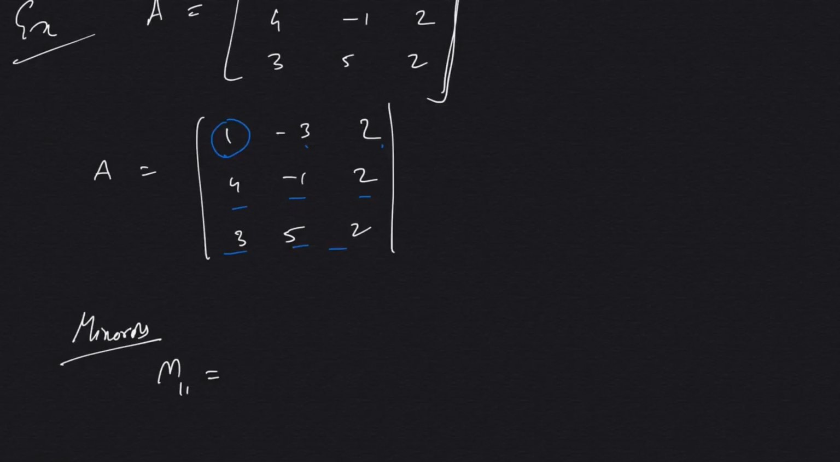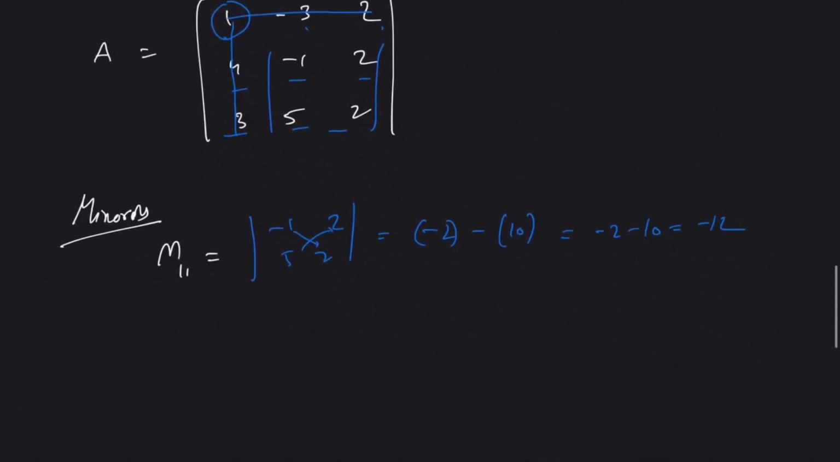That will be the determinant of the value obtained by deleting its particular row and column. So the determinant of this will be minus 1 into 2 minus 5 into 2, so that will be minus 2 minus 10. We have already seen how you find the determinant of order 2 by 2, so minus 2 minus 10, that is minus 12. Similarly, how do we find M12?